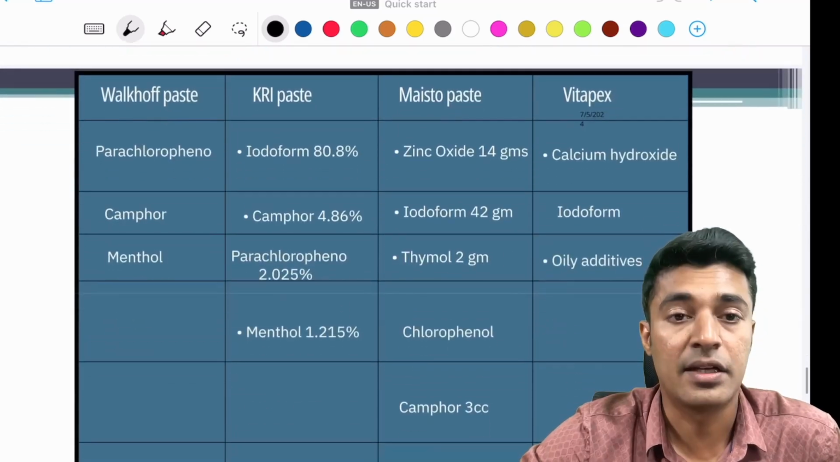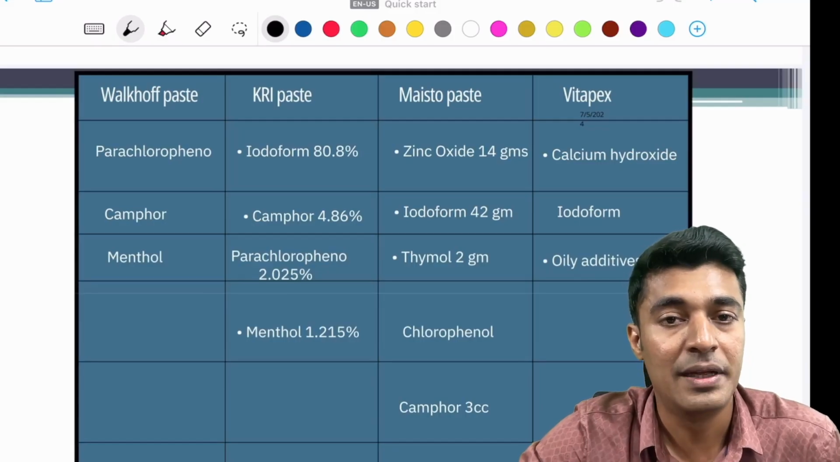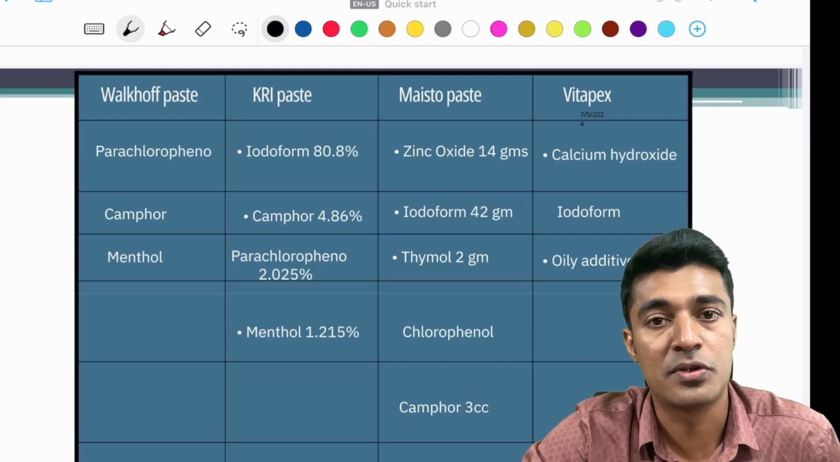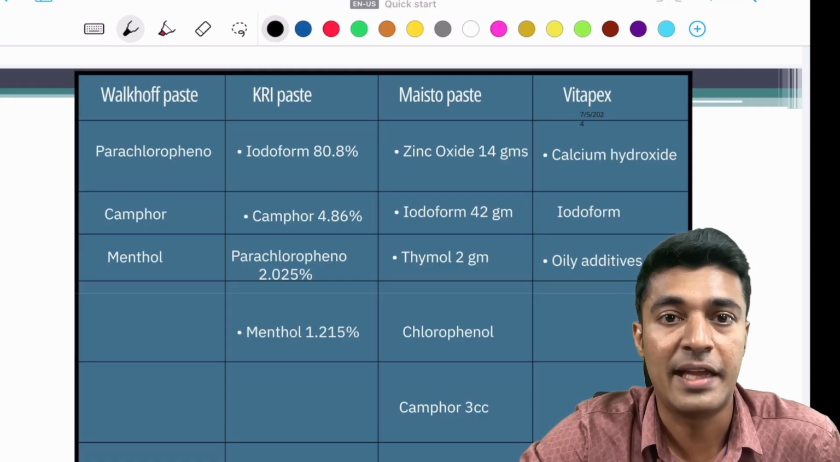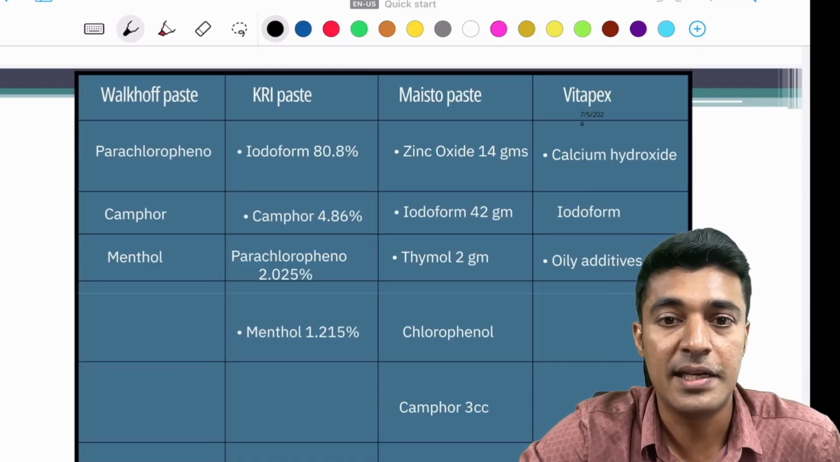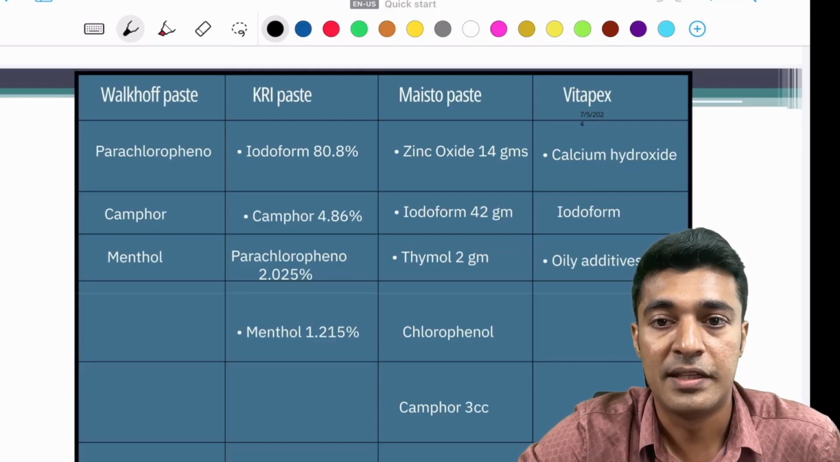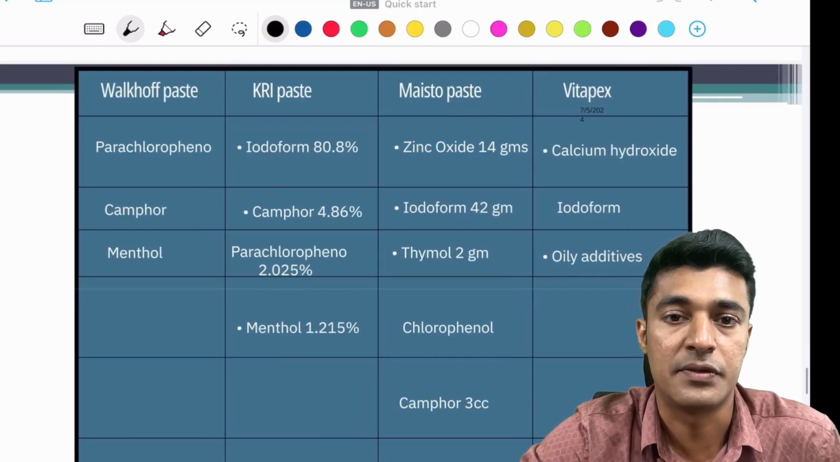Now let's see the composition of Walkhoff paste. It is composed of parachlorophenol, camphor, and menthol. The KRI paste is composed of iodoform 80%, camphor, parachlorophenol, and menthol. The Maisto paste is composed of zinc oxide, iodoform, thymol, chlorophenol, and camphor. The Vitapex is composed of calcium hydroxide, iodoform, and oily additives.